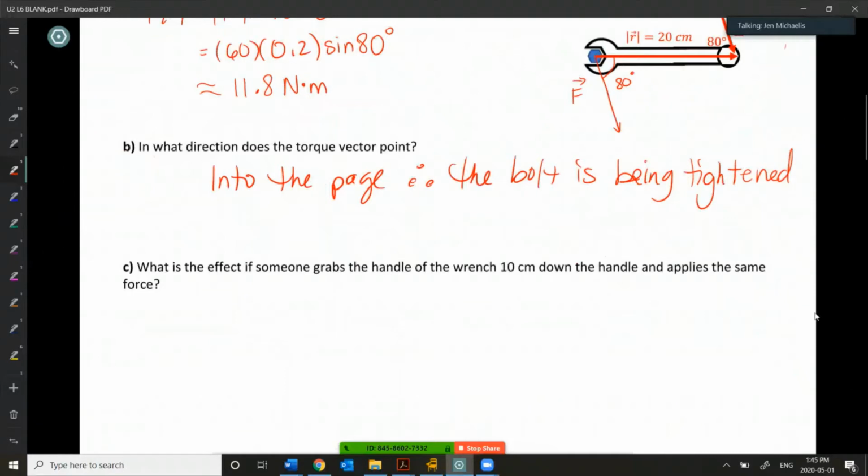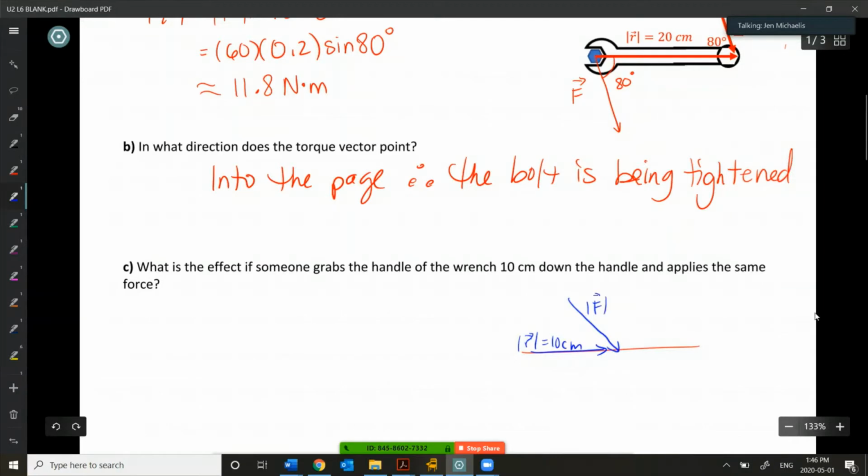The third part of this question asks us, what is the effect if someone were to grab the handle of the wrench 10 centimeters down and apply the same force? So we're going to change our radial displacement. If this is our wrench, we're actually taking the force and moving it down, which makes that radial distance equal to 10 centimeters. So the magnitude of the radial distance is now 10 centimeters.